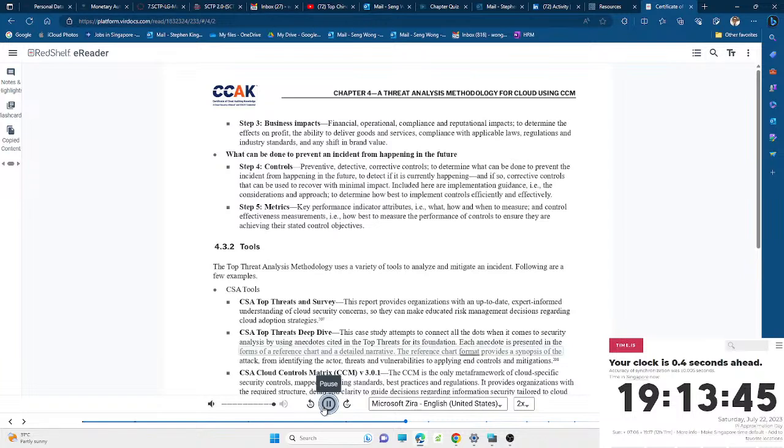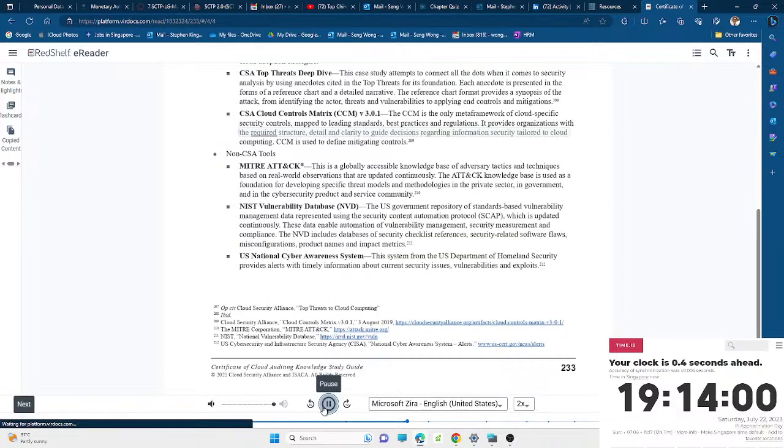The reference chart format provides a synopsis of the attack, from identifying the actor, threats, and vulnerabilities to applying end controls and mitigations. Point 208.2 CSA Cloud Controls Matrix, CCM, v3.0.1. The CCM is the only meta-framework of cloud-specific security controls, mapped to leading standards, best practices, and regulations. It provides organizations with the required structure, detail, and clarity to guide decisions regarding information security tailored to cloud computing. CCM is used to define mitigating controls.